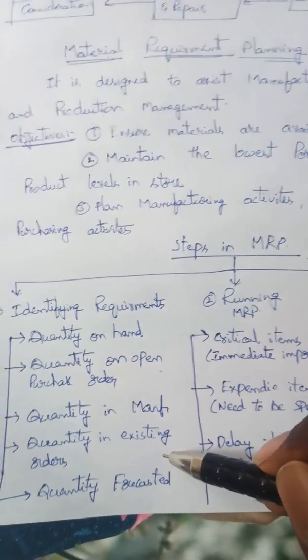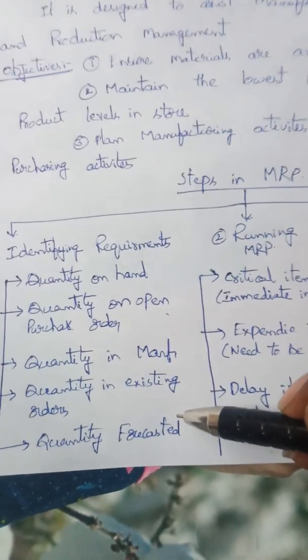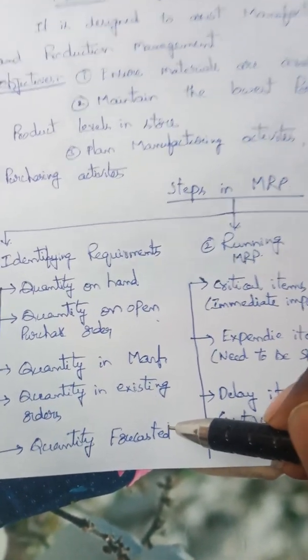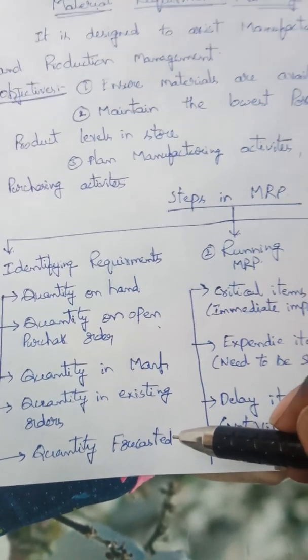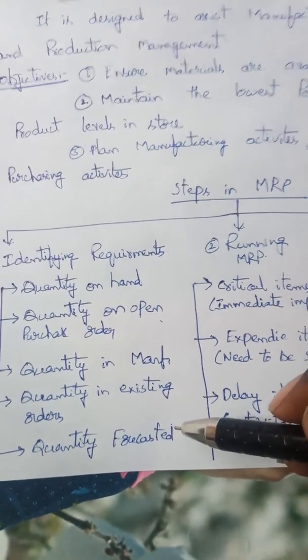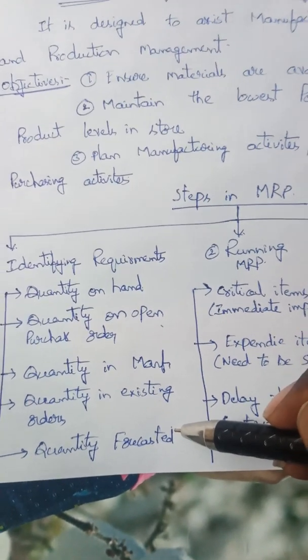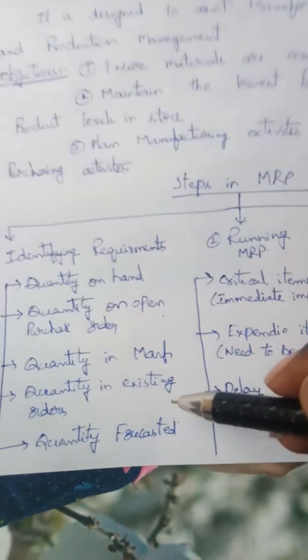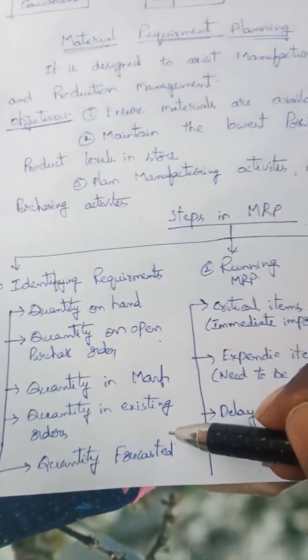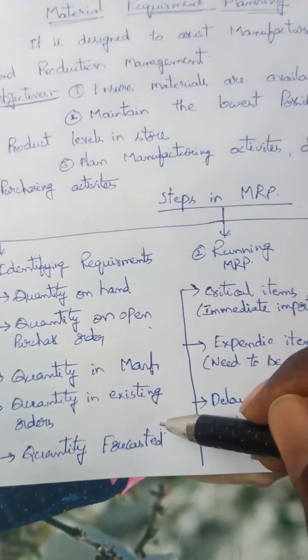From the orders, they check whether the quantities of products are available or not. They have to maintain the quantity forecasted, meaning how much raw material is required from the future point of view. This is forecasted in our operations management. We already discussed demand forecasting, which means identifying the future requirement of a product in the present situation.